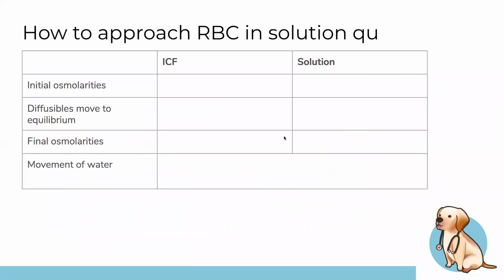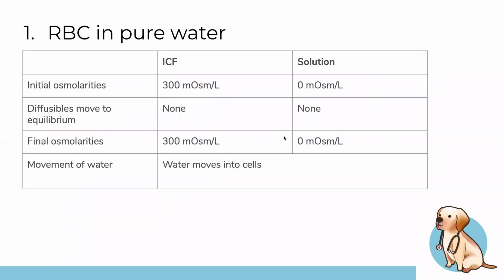So when you get a question of how a red blood cell acts when it's put in a solution, this is the sort of table I would suggest drawing up. So go through, so red blood cell and pure water. So start by writing down the initial osmolarities. So ICF is just the red blood cell, so always 300, and pure water has nothing in it, so 0.